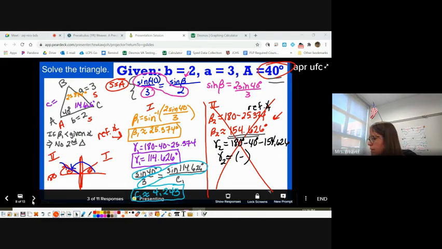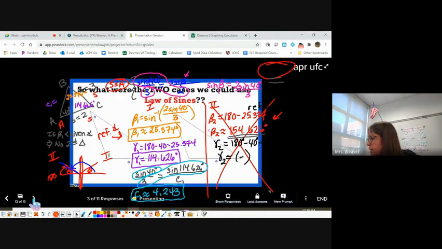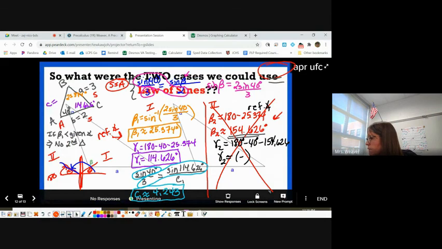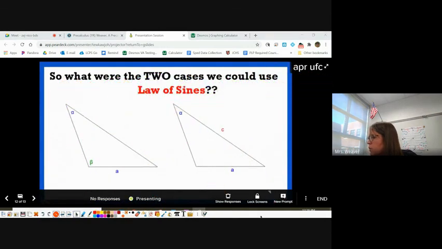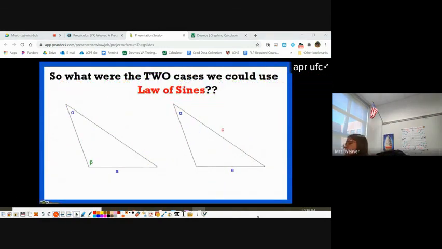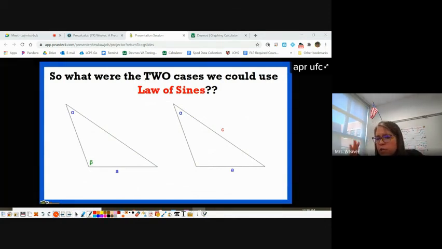I'm going to close by putting up a recap slide. So what are the 2 cases when we can use law of sines? Basically, this is also something you don't have to stress about. In the video notes, we do this kind of triangle, we do this kind of triangle. Anytime you have 2 angles and a side, or side-side angle.